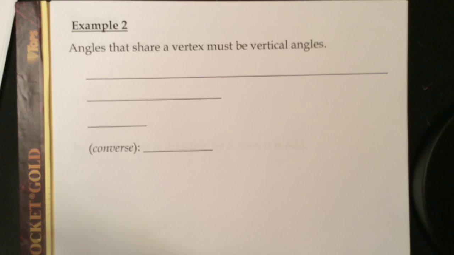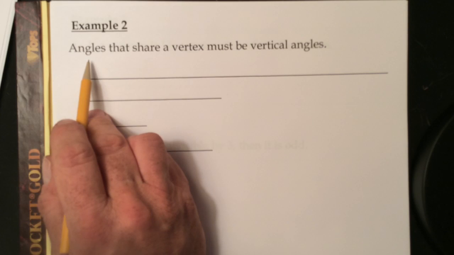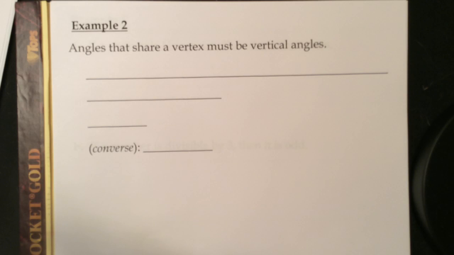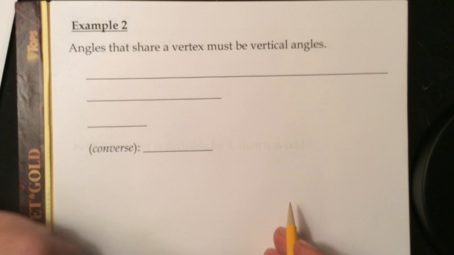Example 2. In this example, you will learn to write a conditional statement in if-then form. You'll determine truth values and use logic symbols. So this one says, write the statement below as an if-then conditional. Then state the truth value of the conditional that we write. And then finally, we're going to write the conditional's converse, but in symbolic form. So here we go. Angles that share a vertex must be vertical angles.